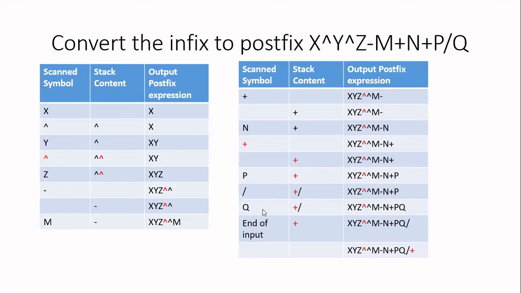Then the end of the input is reached. When the end of the input is reached, you pop all the operators from the stack one by one till you get an empty stack. So first I am popping divide. I am writing it at the output after the symbol Q. Then I am popping plus. I am writing it after divide. Now my stack is empty. So I am going to finish with that. So this is the final answer.